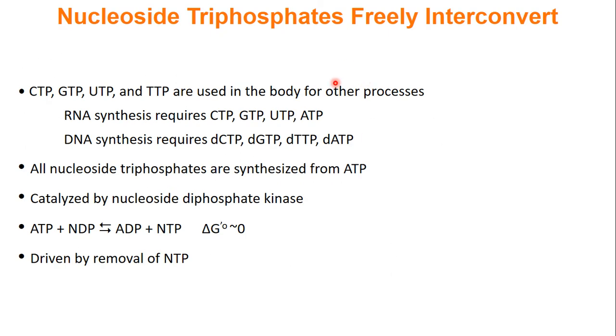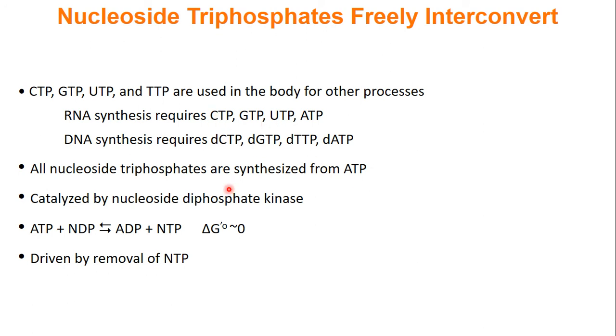Now, we've been talking a lot about ATP, but there are different nucleotide TPs in your body. You have CTP, GTP, UTP, and TTP, and they're used for other processes. For example, RNA synthesis needs C, G, U, and ATP, while DNA synthesis needs dC, dG, dT, and dATP. Remember, this d means deoxyribose, so if there's no letter in front of ATP or CTP, that means it's RNA form. And interestingly, all nucleoside triphosphates are actually synthesized from ATP. So to get these, you need ATP.